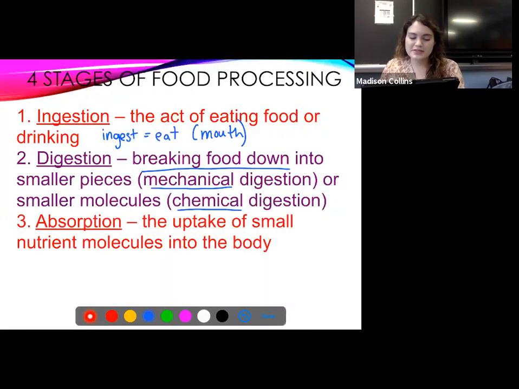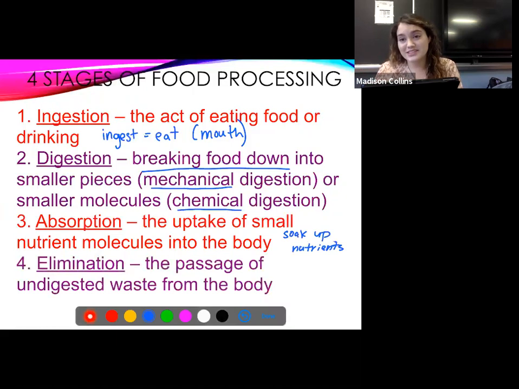The third step is absorption. This is when we uptake those small nutrient molecules into the body. So when we're talking about absorption, we're talking about soaking up those nutrients. Once your body has taken up all the nutrients that it needs, the final step, maybe your favorite, is elimination. And elimination is when we get rid of all of those undigested wastes from the body. Use your imagination to figure out what that looks like.